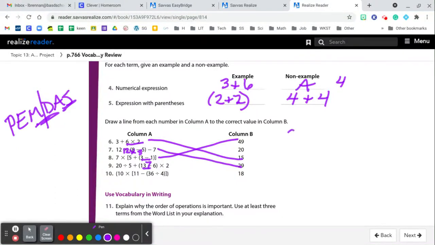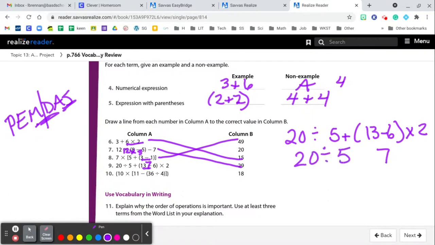Let me just write that one out for you, because I don't have enough room to wiggle it in there. We do what's inside the parentheses first. And if you're in middle school, a lot of your teachers are going to want you to rewrite the whole problem. And then we do multiply and divide first from left to right. So we're going to do 20 divided by 5 is 4. And the second thing we'll do is 7 times 2 is 14. 4 plus 14 is 18. So that one goes down here.